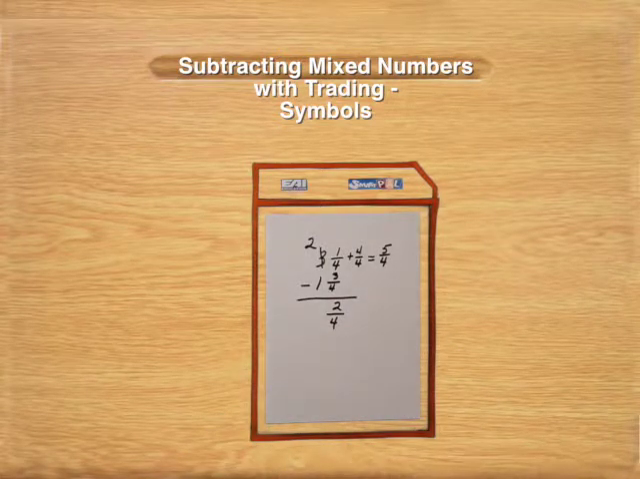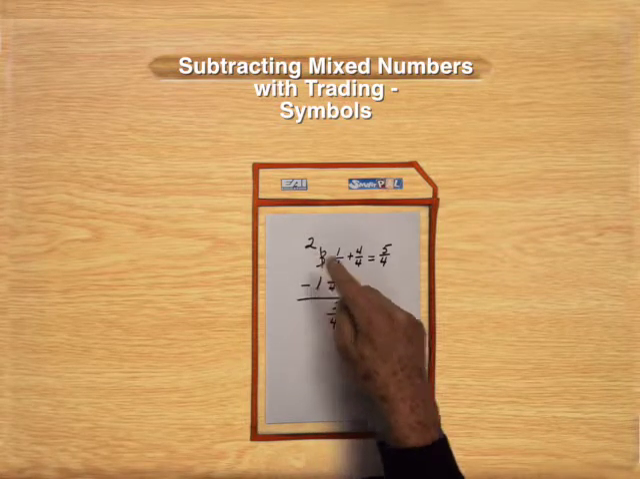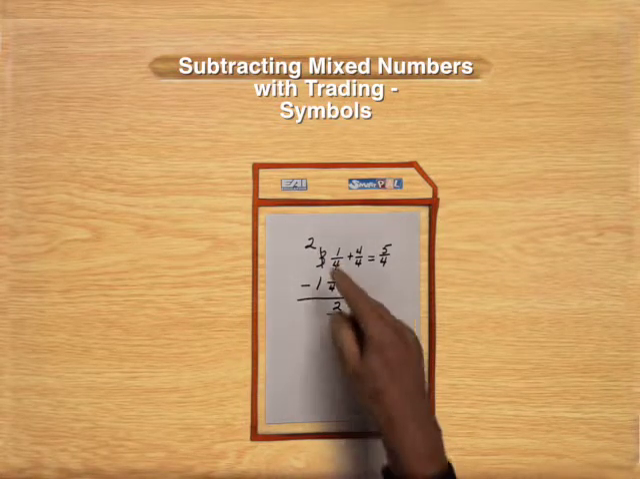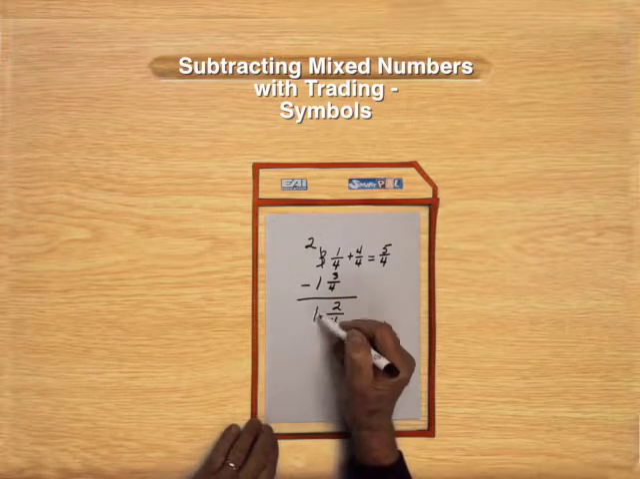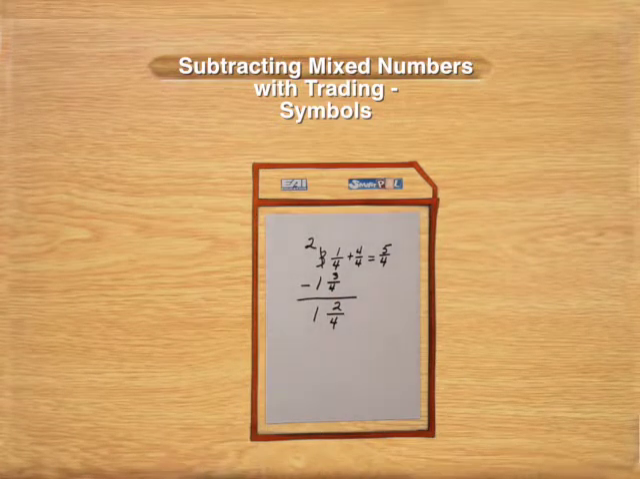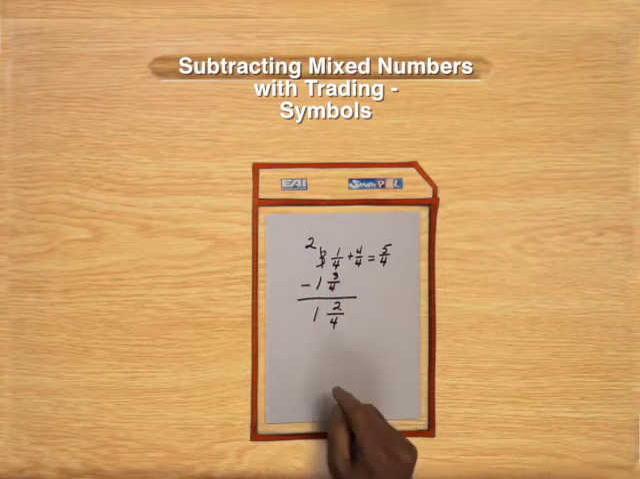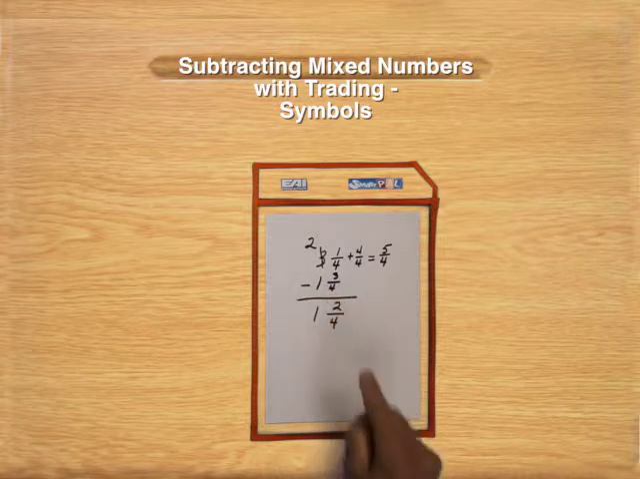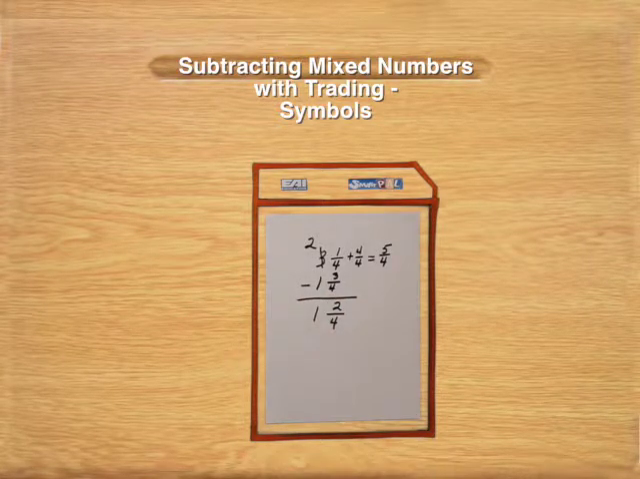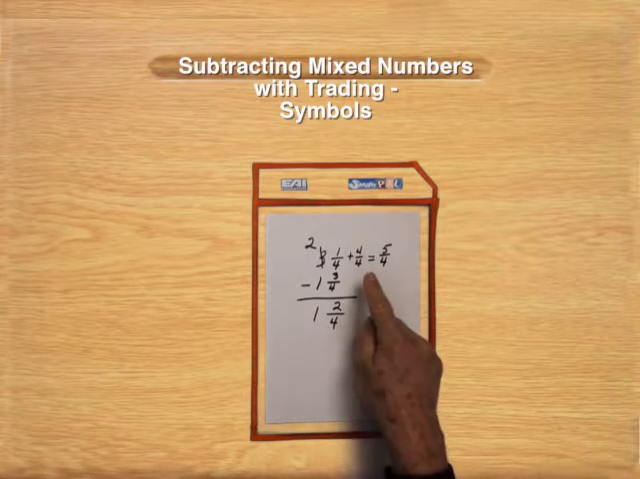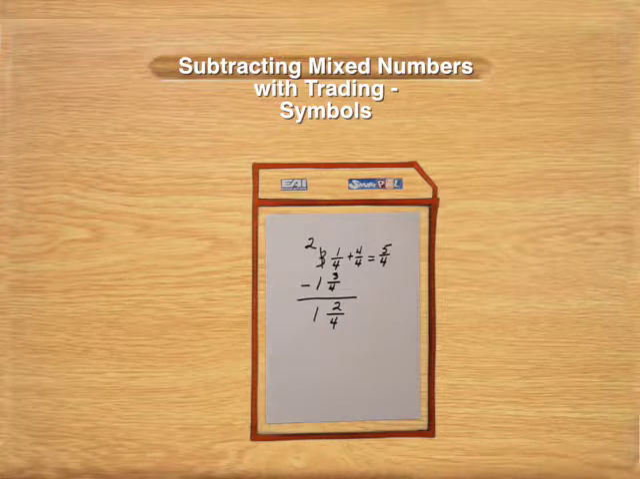Now we want to subtract the ones. We want to subtract 1 1. We have 2. So 2 ones minus 1 1 gives us 1 1. So, in subtracting 3 1/4 minus 1 3/4, our answer is 1 2 fourths. And the reason we can do that is that we traded one of our ones for 4 fourths.